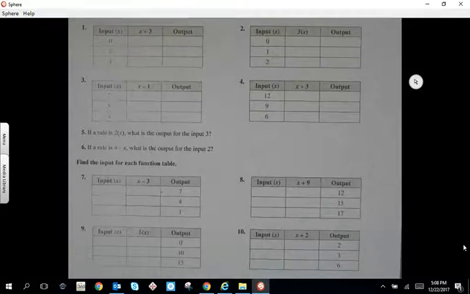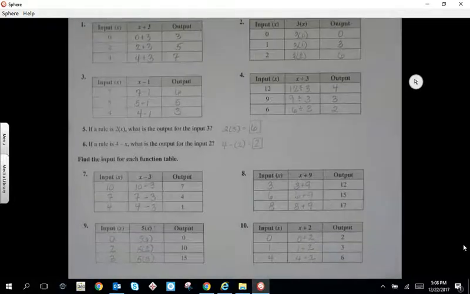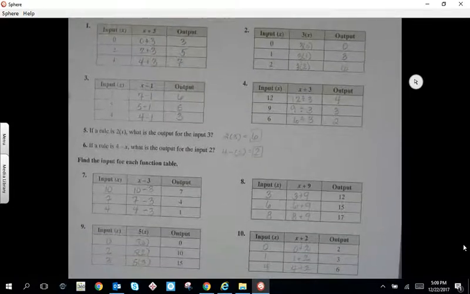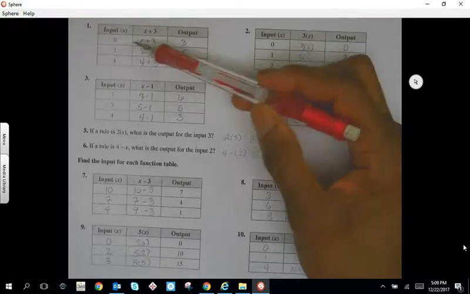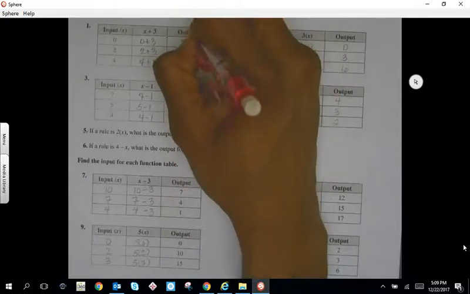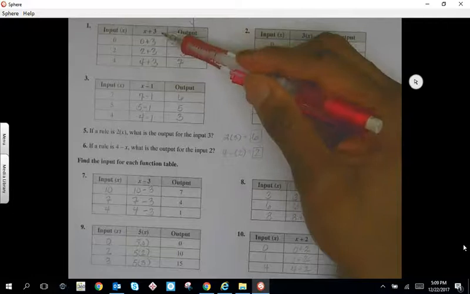Stop the video. All right, so here's what you should have had for your answers. Go ahead and take a look real quick. Here we had our rule. It gave us our x's, so we were able to figure out what the y was.